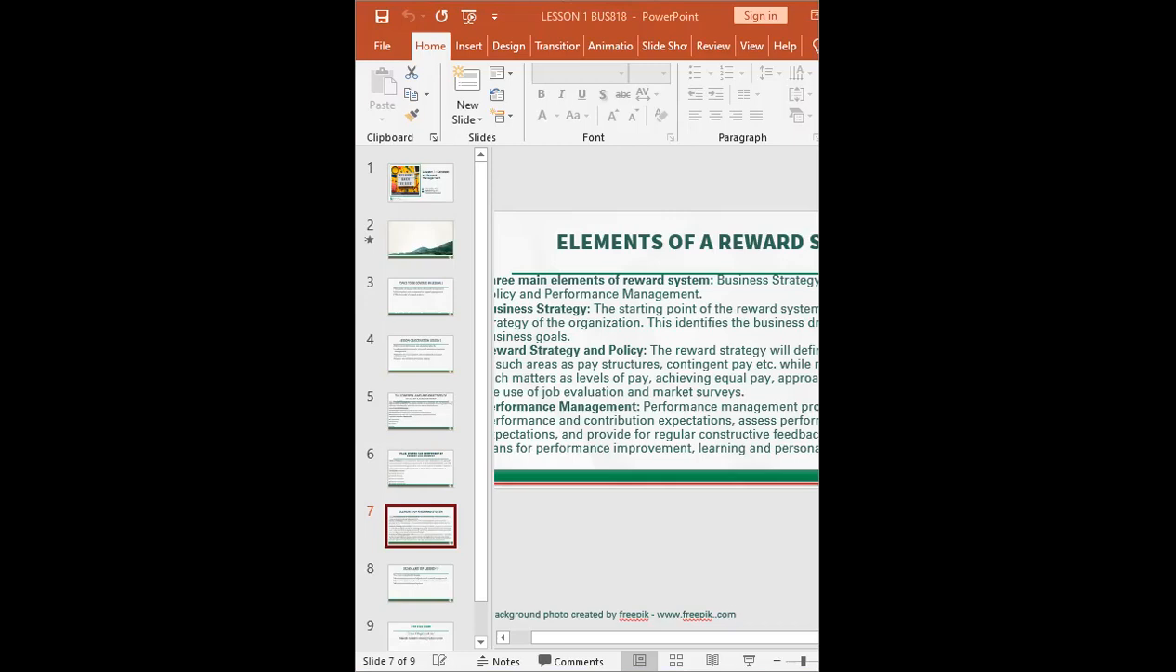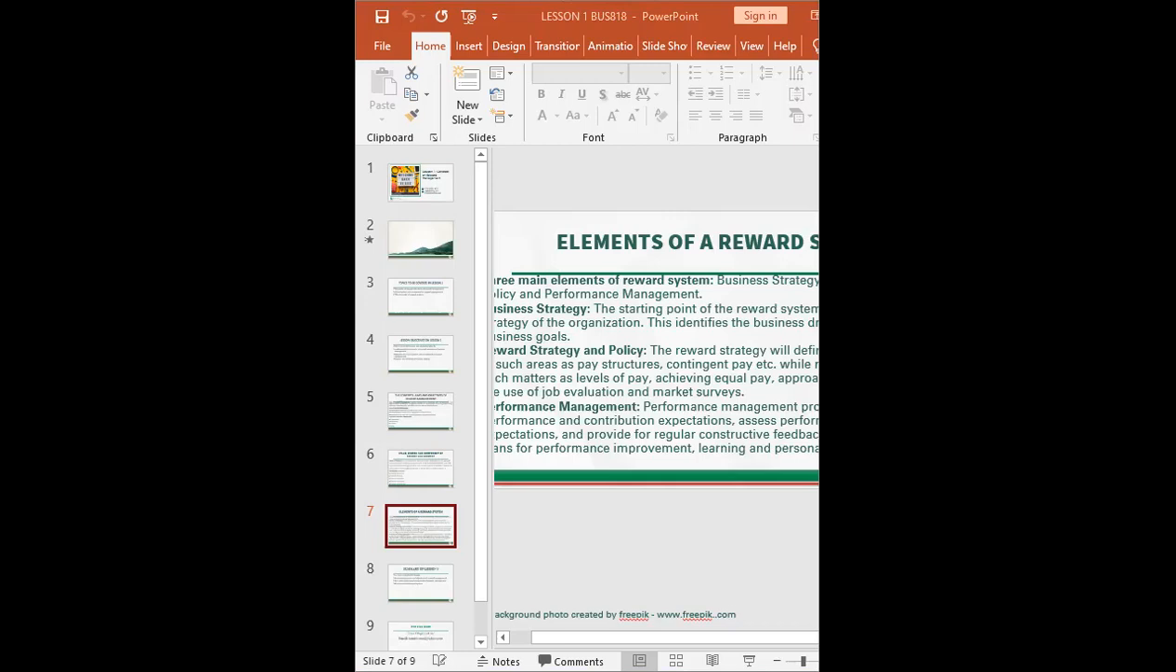Then another element here is performance management, and you know what performance management is all about. It has to do with the performance of the individual. How are they performing in their duties or responsibilities? Constructive feedback, how they get feedback, their expectations of the organization, and in return the organization's expectations of its employees. So you need to check on the performance of the employees and the rest of it.